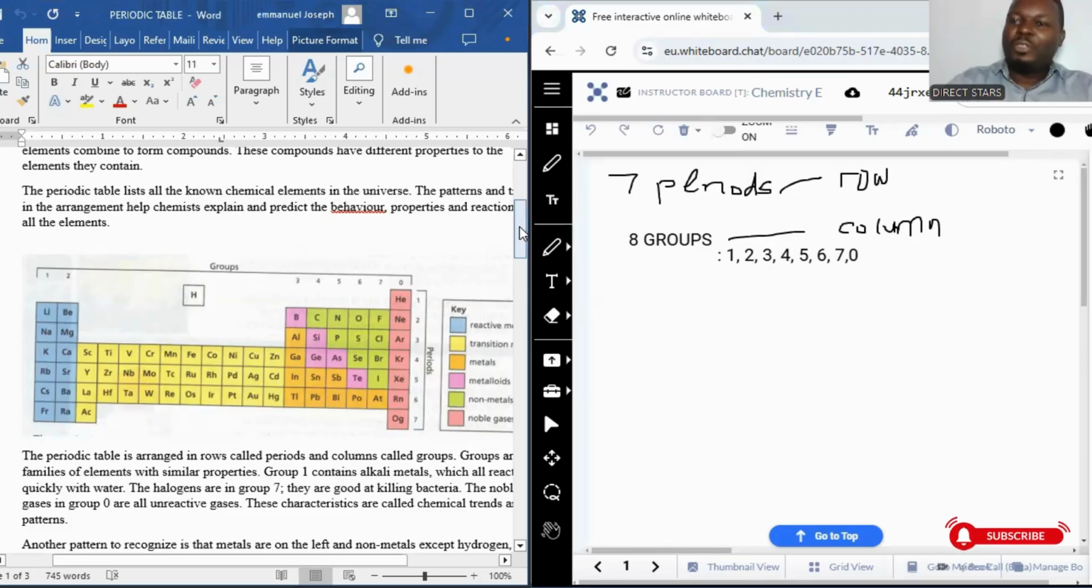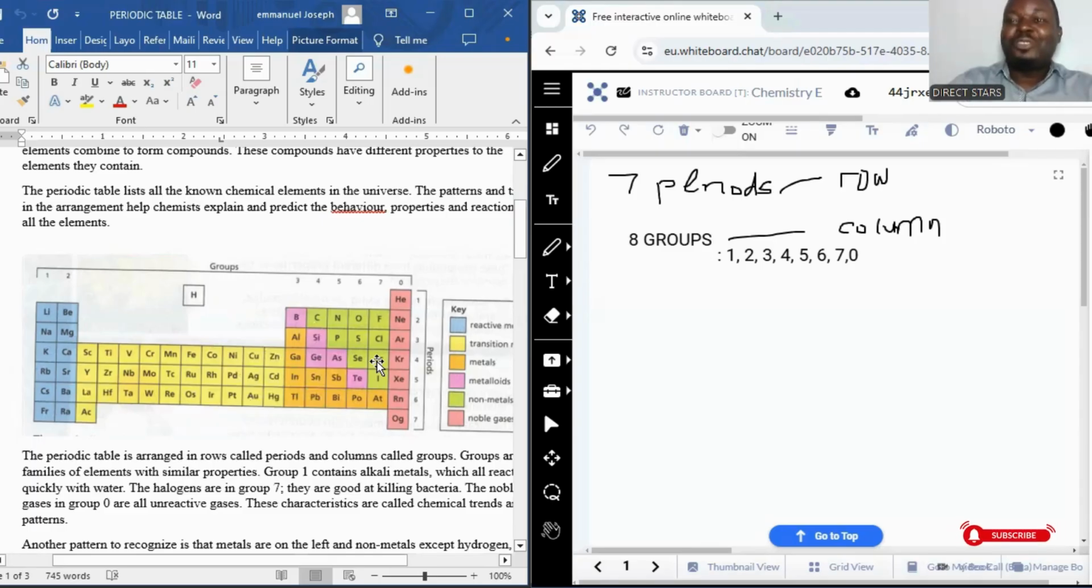Okay, but before we do that, remember I told you about the colors on this table. Okay, so you have your yellow, which represents your transition metals. You have your orange color here, which represents some metals. You have the purple ones. You can see boron, silicon, germanium, arsenic, beryllium. All these are known as metalloids. The key is by the side of the periodic table. So you can just look at the key and see what each color represents.